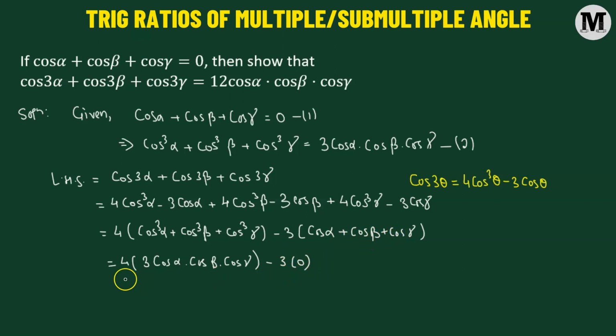That's already given to us as 0, and this will equal 12 times cosine alpha times cosine beta times cosine gamma, which is the expression on the right-hand side. Therefore, we have successfully shown that the left-hand side is equal to the right-hand side, hence proved.